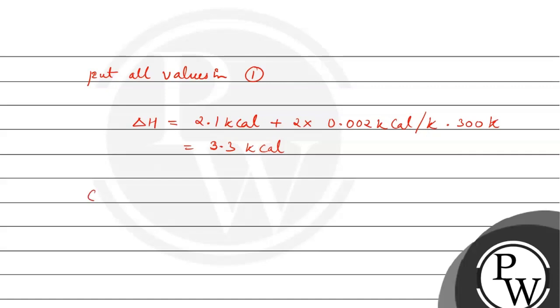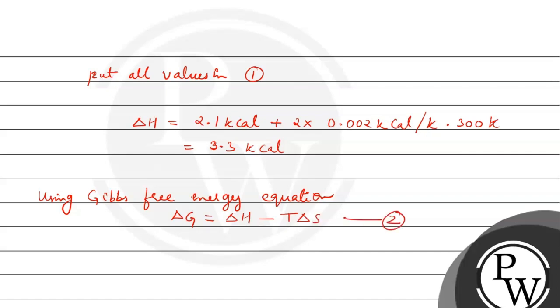We know Gibbs free energy equation. So using Gibbs free energy equation, which is delta G is equal to delta H minus T delta S. Let this equation be equation 2. Now we have delta H with us, we have just now calculated. T is given in the question. Delta S is also given in the question. We have to substitute all the data in equation 2.